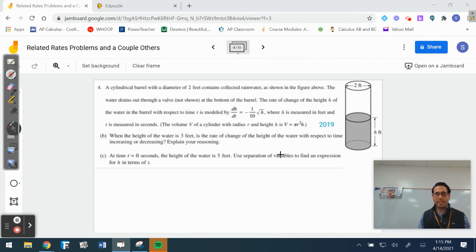All right, C: at time t equals 0 seconds, the height of the water is 5 feet. That's like an initial condition. Use separation of variables to find h. So how about that? They're linking a little related rates with a little second derivative with a little separate and integrate, right?